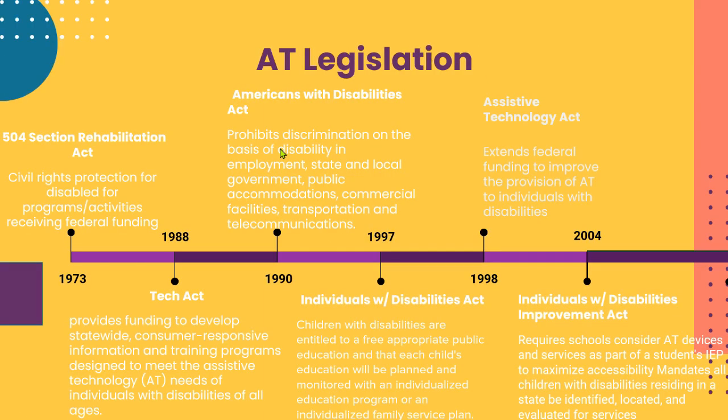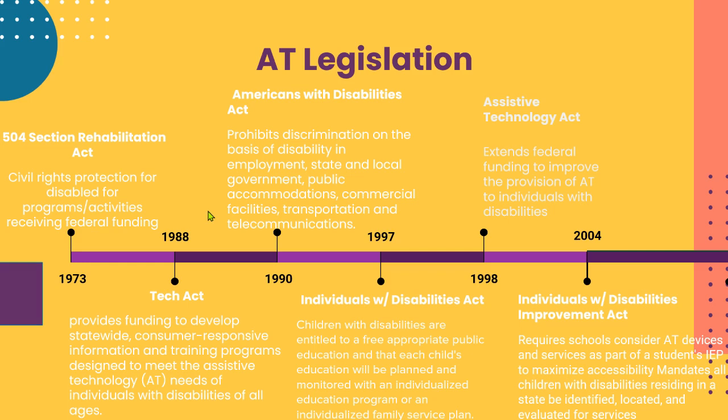Some legislation that has been created for the rights and abilities of those who are disabled ranges from Section 504 of the Rehabilitation Act, which protected the rights of the disabled and those who received federal funding, the Tech Act, which provided consumer responsive information and training programs for individuals with disabilities, and the Americans with Disabilities Act, which also prohibited discrimination against those with disabilities through employment, transportation, and telecommunication services.